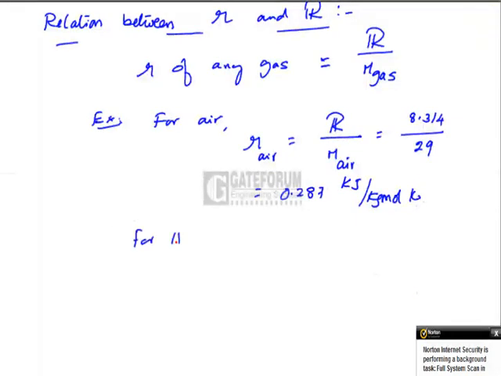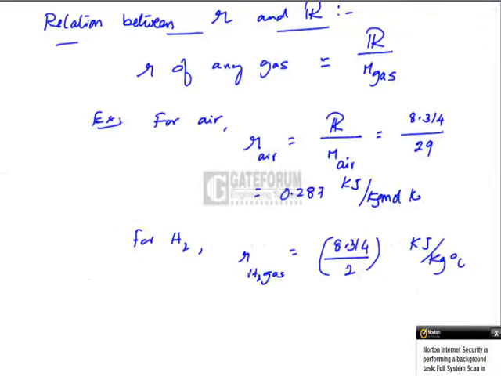For hydrogen, R of hydrogen gas is equal to 8.314 divided by 2, because 2 is the molecular weight of hydrogen. 8.314 divided by 2 shall give the characteristic gas constant of hydrogen gas.